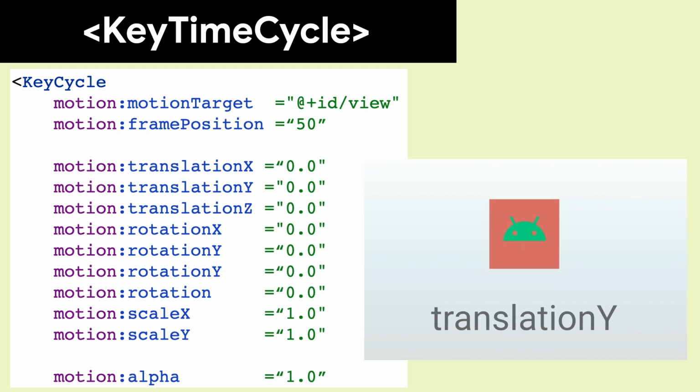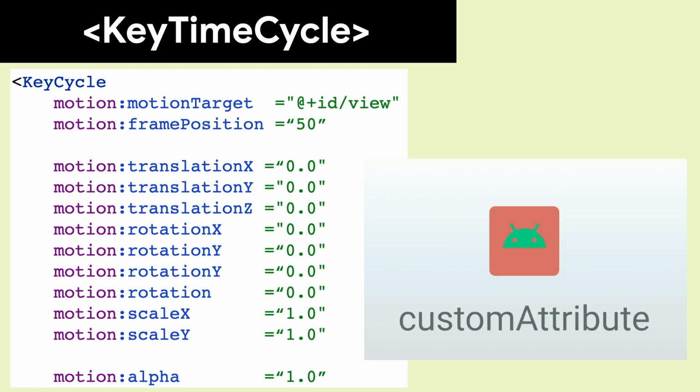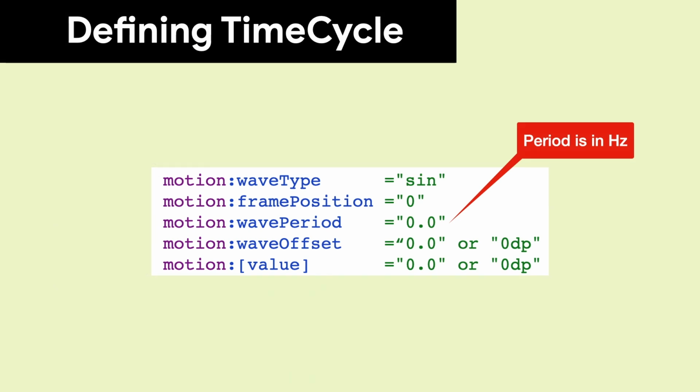KeyCycles and KeyTimeCycles have all the same attributes, and in fact, for a fixed 1-second transition, they produce identical results. If you have not watched the previous video where we cover KeyCycles, you should go and watch that one first. The only difference is that now the wave period is defined in hertz. A period of 2 means you'll get 2 cycles per second.